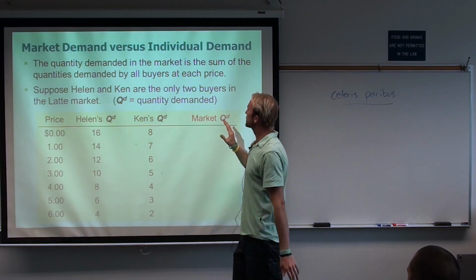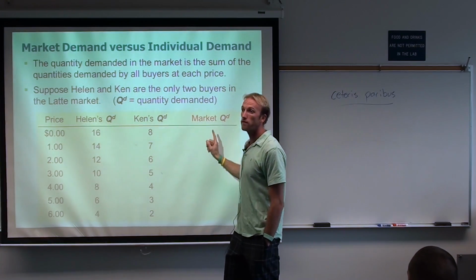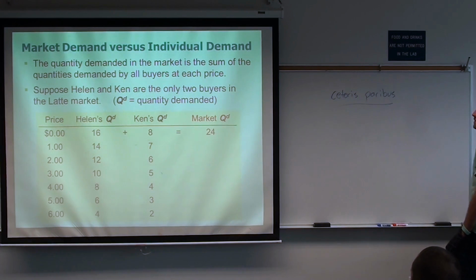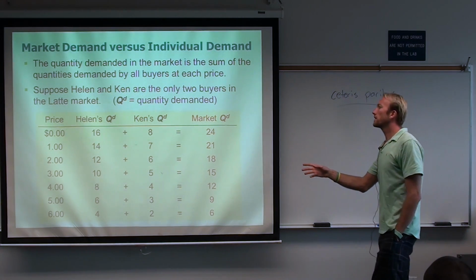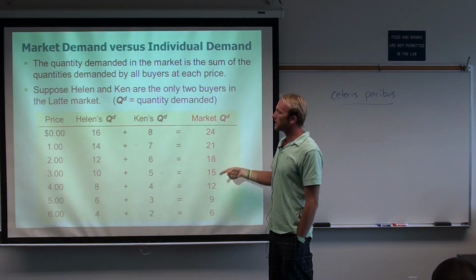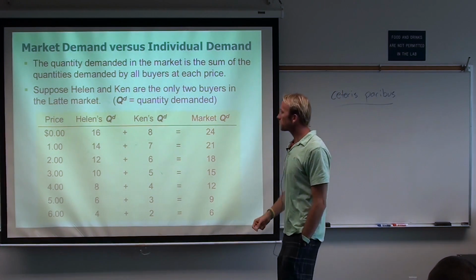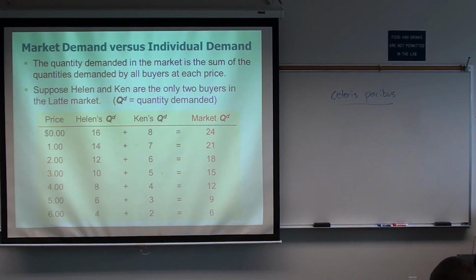So how many total lattes will be demanded if they're free? 24. I just take 16 and I add 8, and I got 24. At $1, it's 14 plus 7. We got 21. At $2, and at the other ones. Okay? So I have this market quantity demand, or market demand schedule, right here. It gives me the quantity demanded at every price point, and it also obeys the law of demand. But this time it tells me the total amount desired to be purchased at any price.